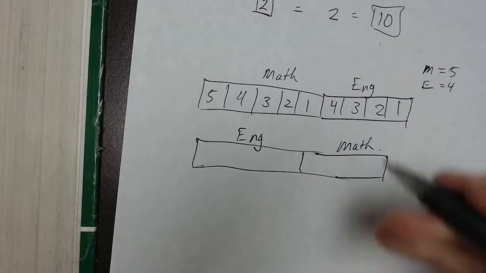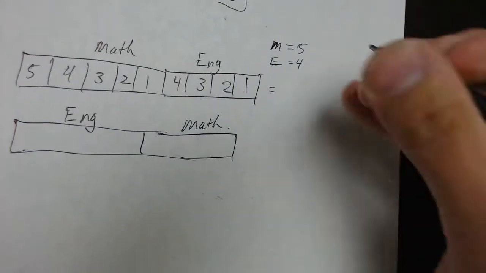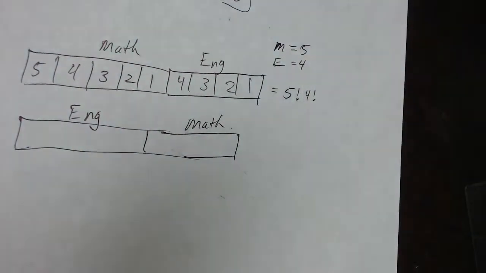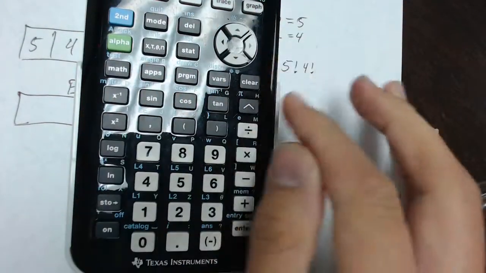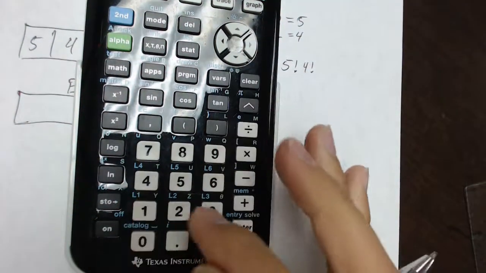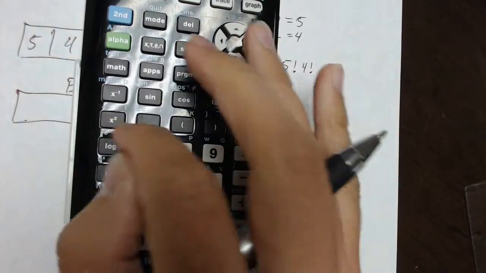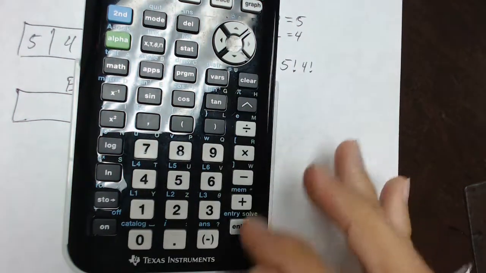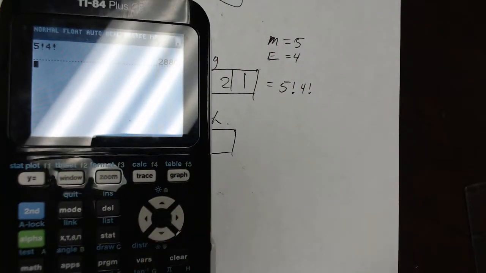Another way to do this, we could see it as being written as 5 factorial times 4 factorial. So then we go to our calculator. We'll press 5, math, go over, factorial, and then we'll times that by 4 factorial. That gives us 2,880. So we've got 2,880 options there.